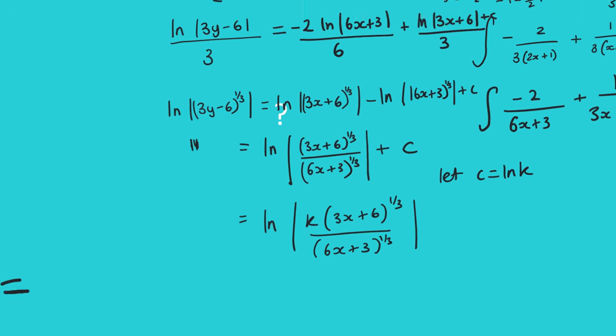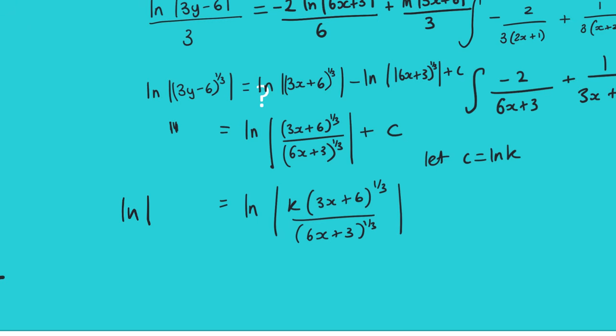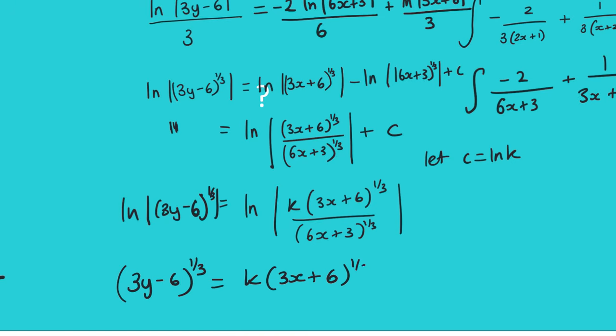Now technically, guys, I'm going to get ln of 3y minus 6 to the power of a third. Okay, so now I've got lns on both sides. Now what am I going to do? E both sides. So I now get 3y minus 6 to the power of a third equals k lots of 3x plus 6 over 6x plus 3. Now I've done this step by step. This is tedious writing all out, but it's just to make sure we're all on the same path, yeah? Okay, now I need to rearrange to get y.